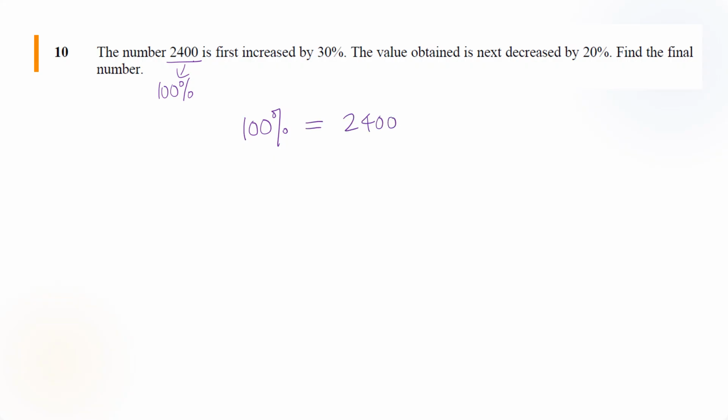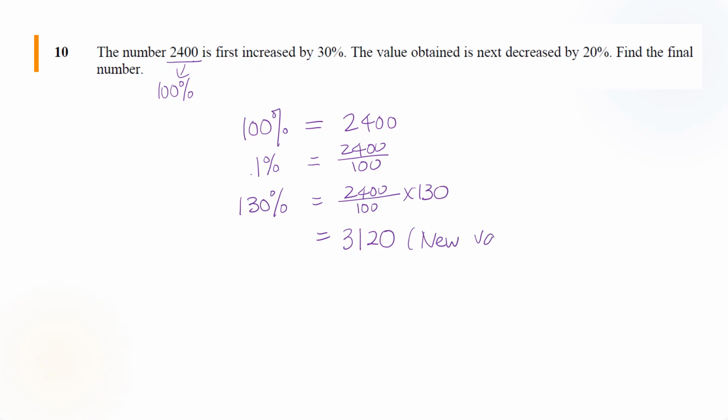So if it's increased by 30%, that means the new percentage we're finding is 130%, right? So let's find 1% first. You divide by 100 on both sides. And then find 130%. Right, so your new value is 3,120. So this is your new value, and this new value now represents 100%.